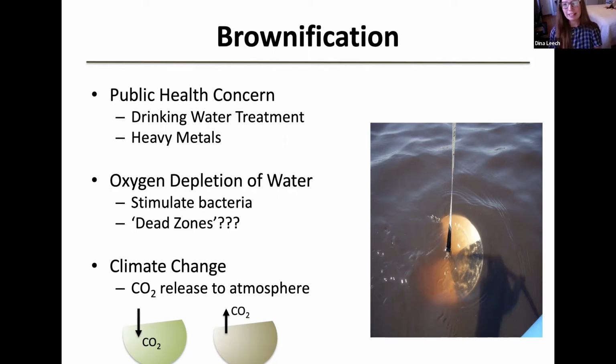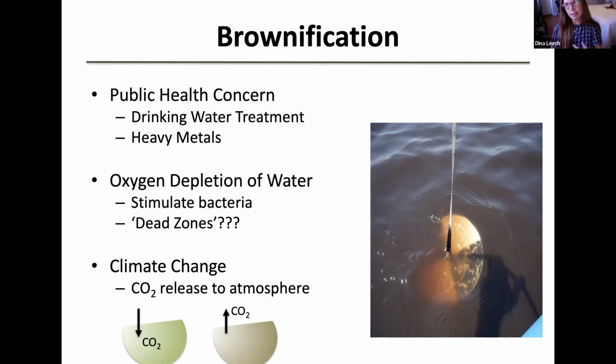And then interestingly, green and brown lakes also play a role in climate change. So green lakes actually take up carbon dioxide from the atmosphere. So they're removing a greenhouse gas from the atmosphere. That's because algae needs CO2 for photosynthesis, right? So they suck CO2 from the atmosphere into the water.